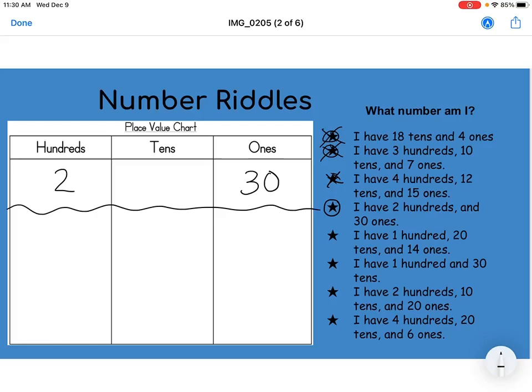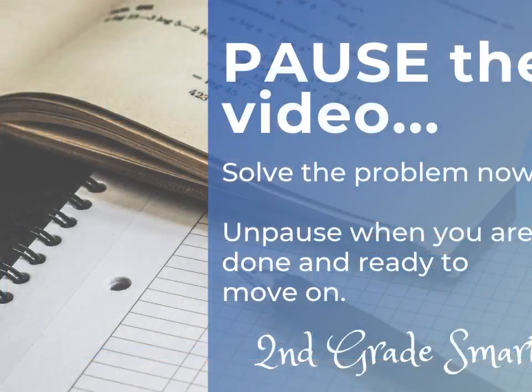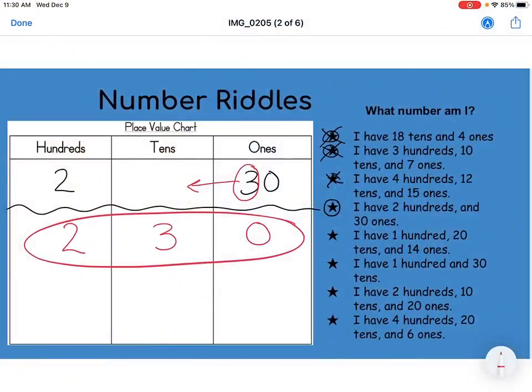Okay, I'm going to do my little squiggly line to show what I'm going to do next below that. You go ahead and pause the video and figure out what this 3-digit number is. Okay, I hope you finished yours and found out that this number is 230. 2 hundreds and 30 ones is the same as 230.